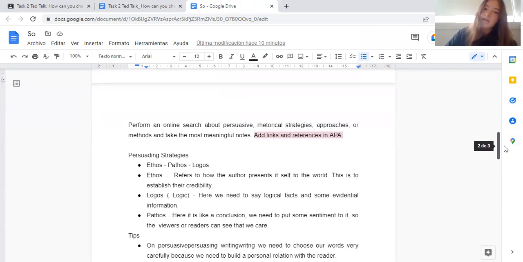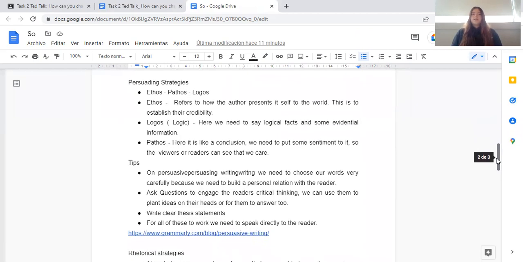Okay, so later on, I performed an online search about persuasive rhetorical strategies, approaches, or methods, anything that is going to help you all with making arguments. I researched persuading strategies, and one of the ones I researched was ethos, pathos, and logos. That is one of the best strategies out there, and I use it a lot in my English essays. For all of you to know, ethos refers to how the author presents themselves to the world, to establish credibility. In ethos, you need to explain who you are, and the people need to know why you know so much about the theme you're talking about.